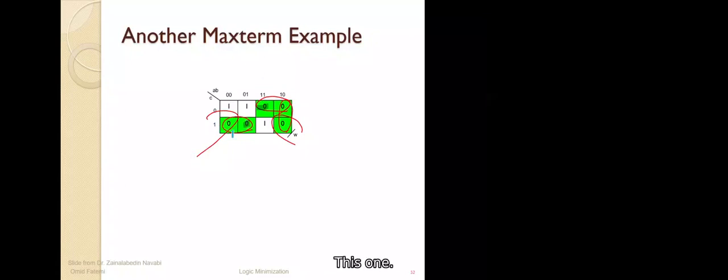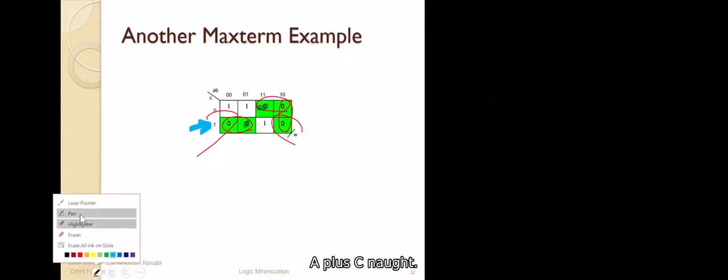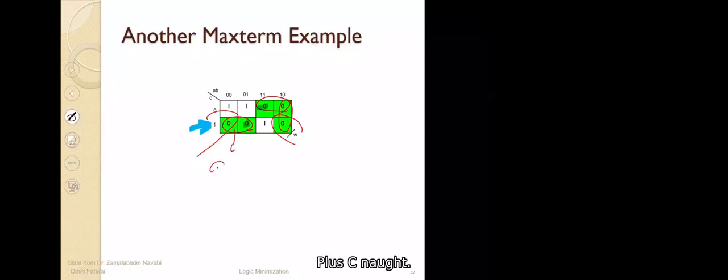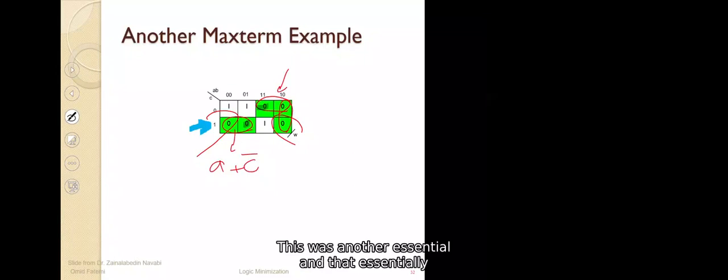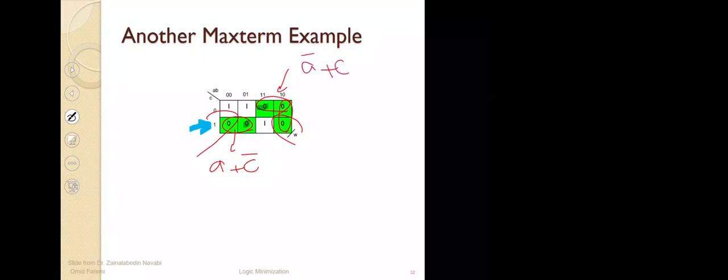So let's write them. This one here, you look at this, would be A plus C naught. A plus C naught. And what was the other essential? This was another essential, and that essential would be A naught plus C. So we covered these. So 1 0 is left, and we have 2 implicates.